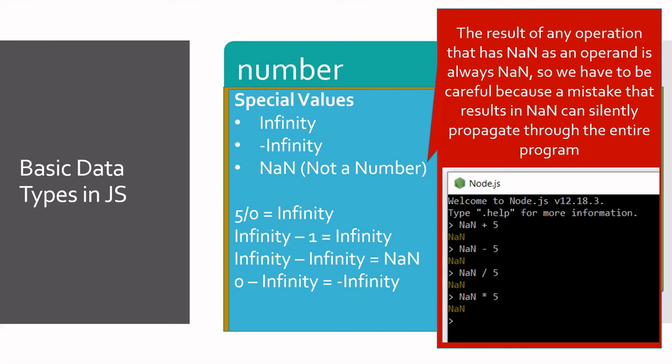And then the special value will keep propagating. Let's say you have an operation that ended up with a NaN as a result, and then this NaN has entered into another operation. The result of that will be NaN as well, and it will keep propagating silently like that. Okay, it's not going to give you an error. So we have to be careful about it.